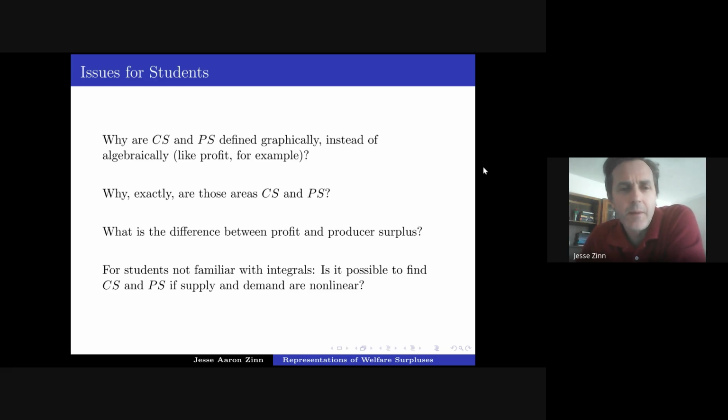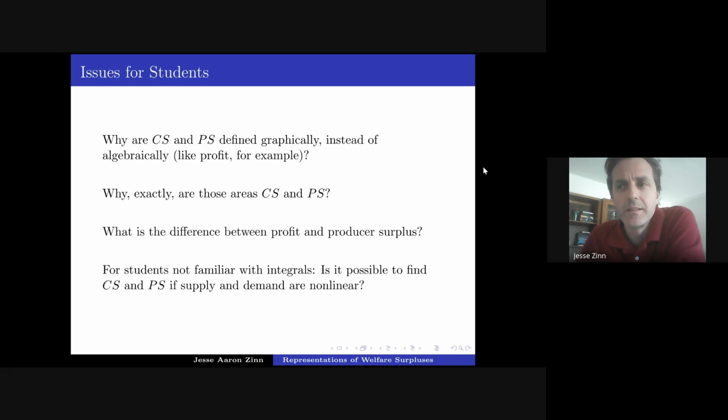Also, they might wonder, why exactly are those areas consumer surplus and producer surplus? Why are those areas that we just saw on the previous slide these things? What's so special about those areas? Why?